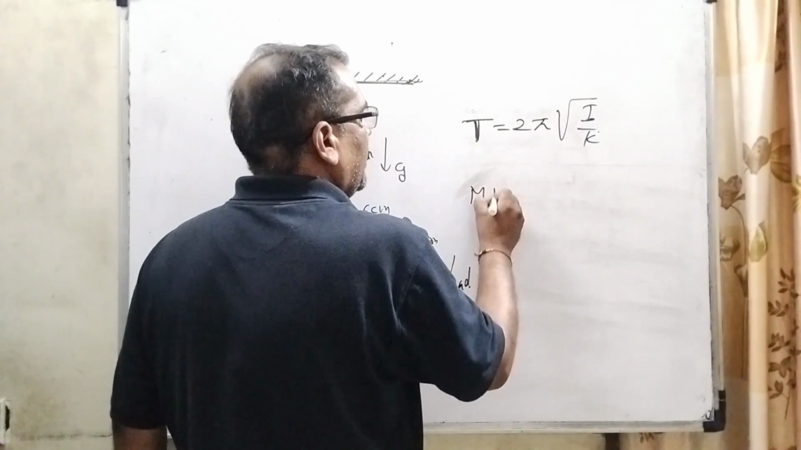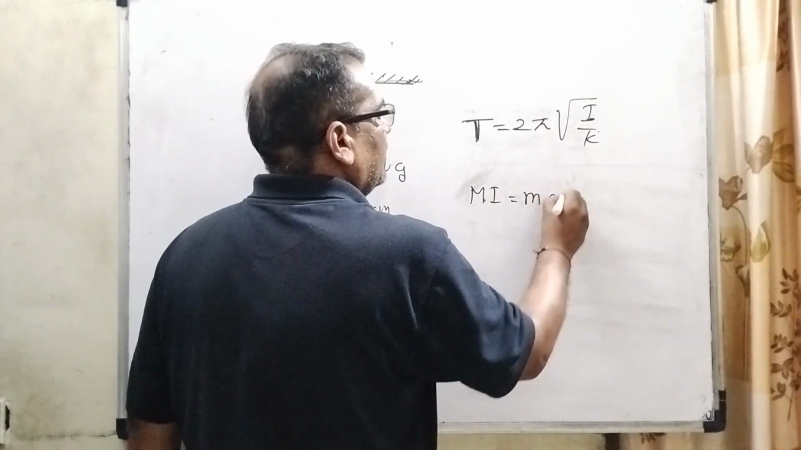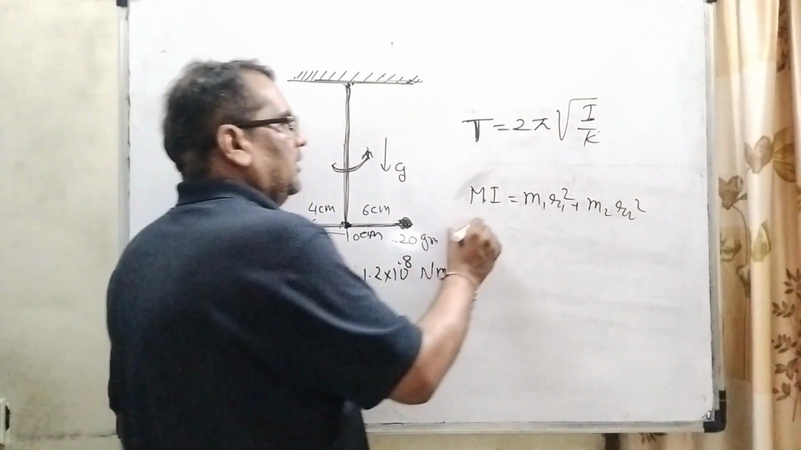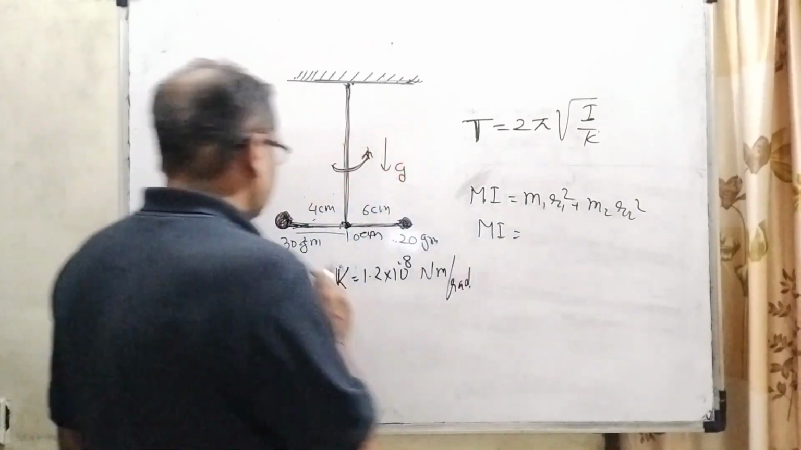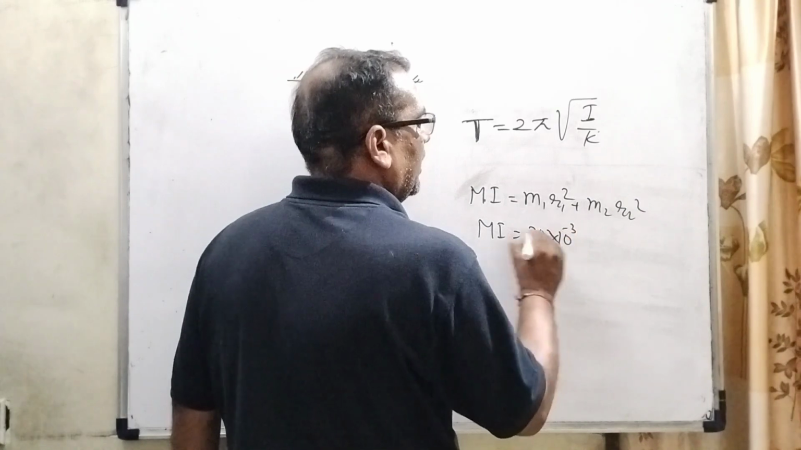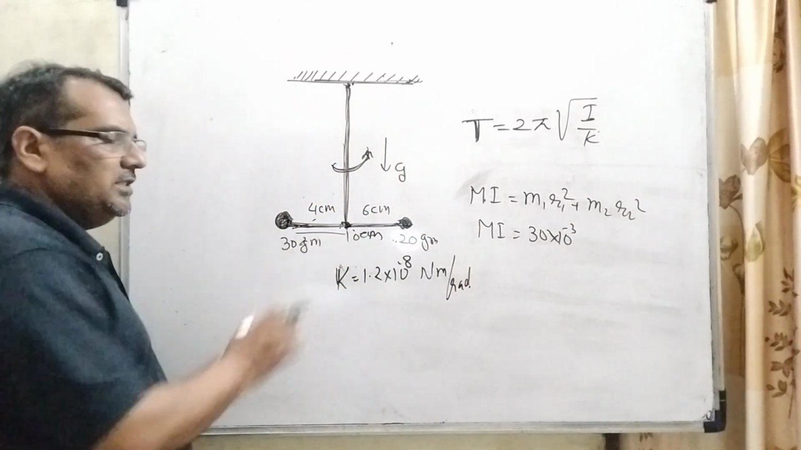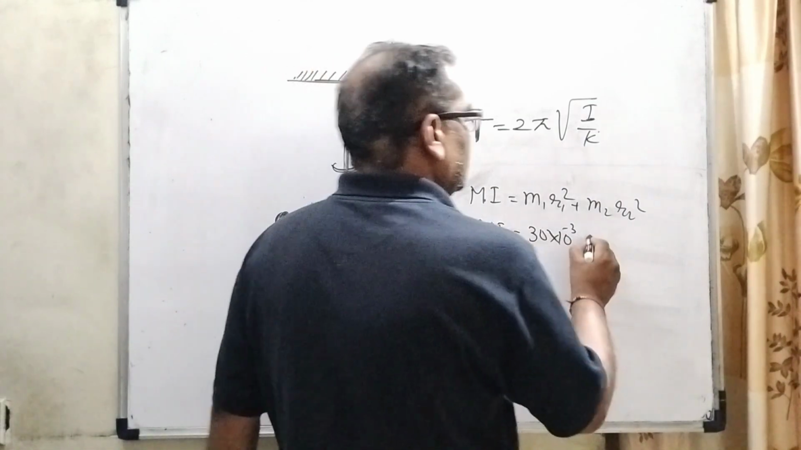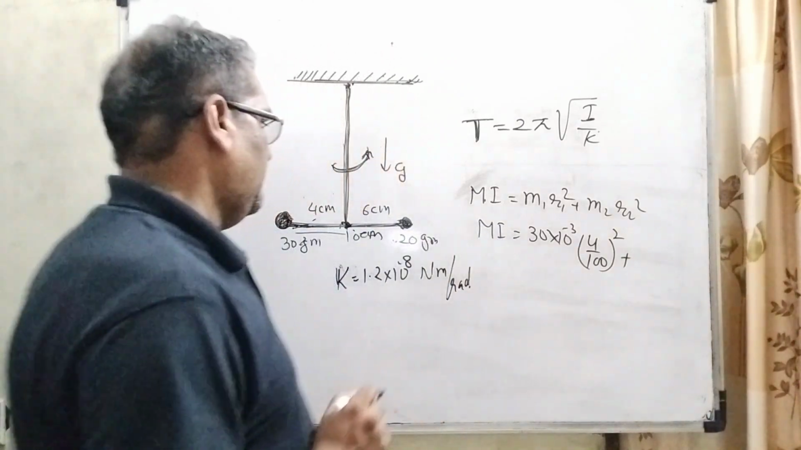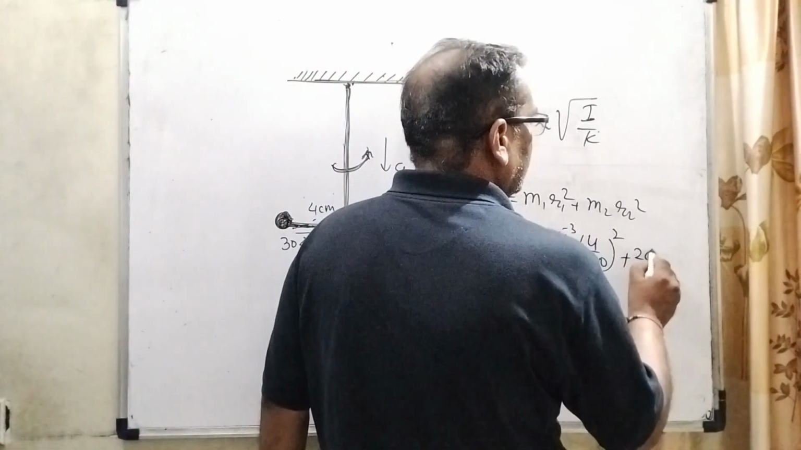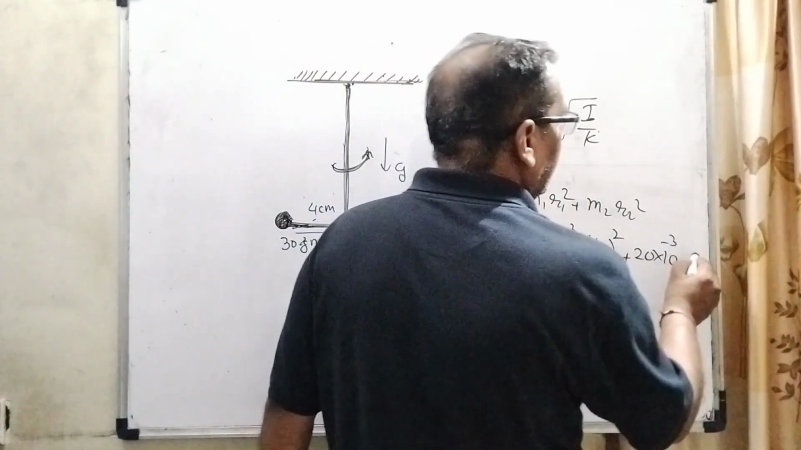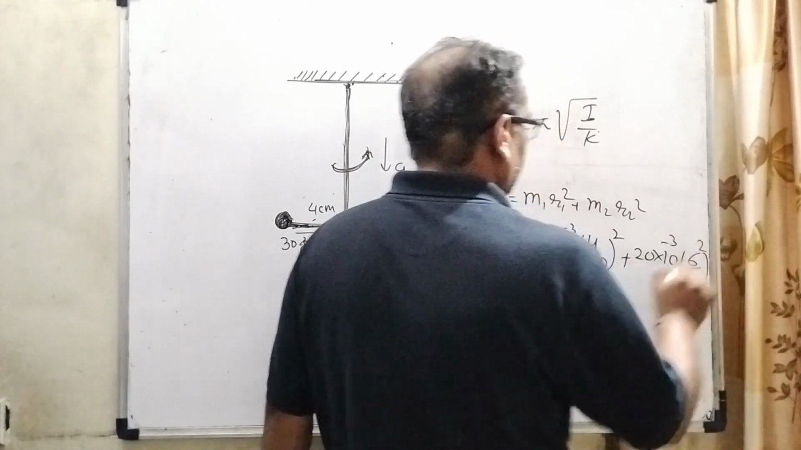Total moment of inertia of the whole system is M1 R1² + M2 R2². What is the mass? Here the mass is given as 30 gram, so 30 × 10^-3 kilogram. And what is the distance from the center? That is 4 centimeter, that is 4 divided by 100 to convert into meter, squared. What is M2? Here M2 is 20 gram, so 20 × 10^-3. And what is the distance? This distance is 6 centimeter, means (6/100) squared.